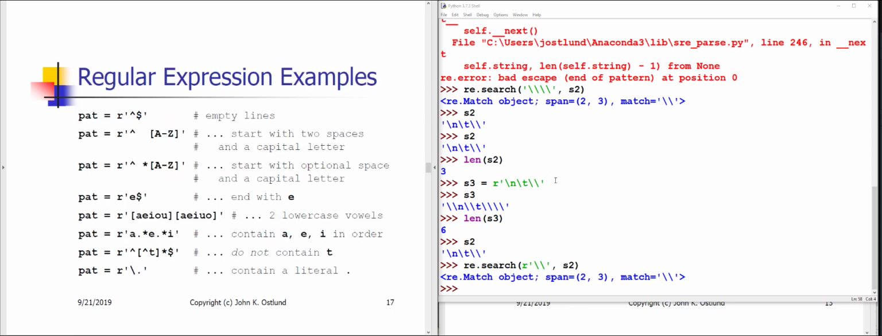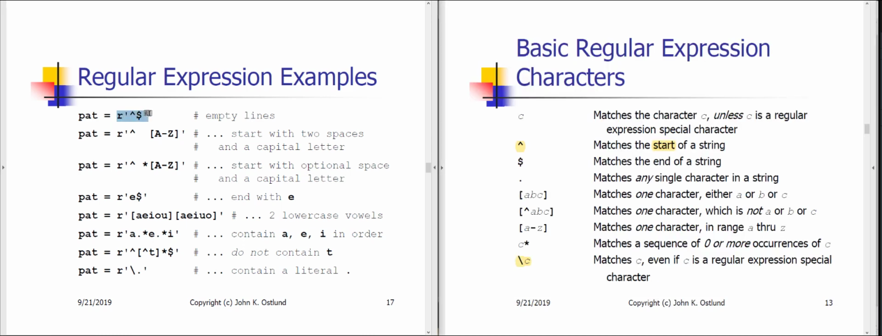All right, so here on slide 17 are many more patterns that we're going to test using our little program. This pattern, caret dollar: well, dollar matches the end of a string, whereas caret matches the start of a string. What we're saying here is that we want to search for lines that match the pattern start, end. That is, the start has to be immediately followed by the end. That is, lines that don't contain any characters.